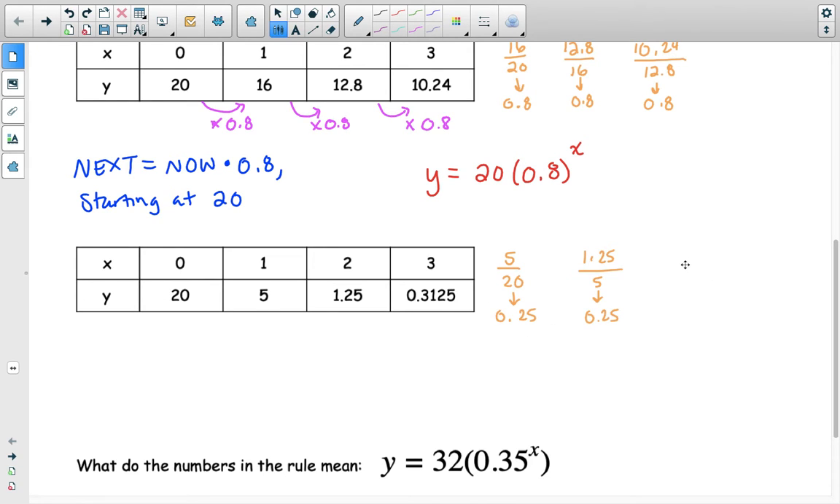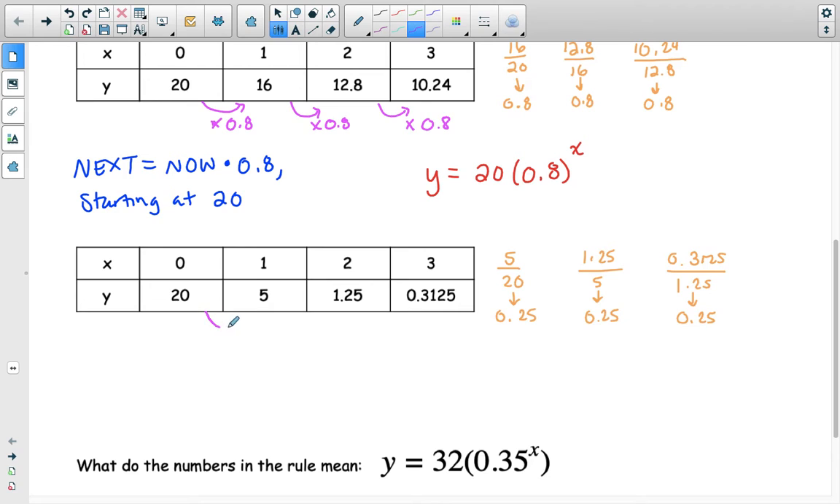And then I'll take our last y value and divide it by our one previous. And when I divide that, it does give us 25/100. So all three of these are the same, so I know that we have multiplied by the same amount. And these are all smaller than 1, so this is an exponential decay equation.